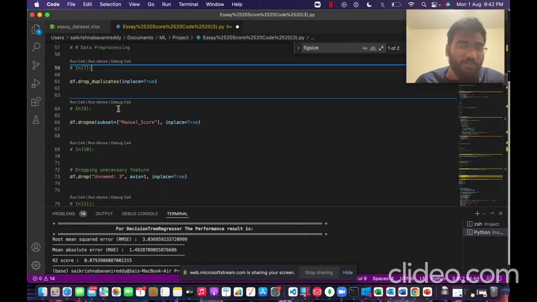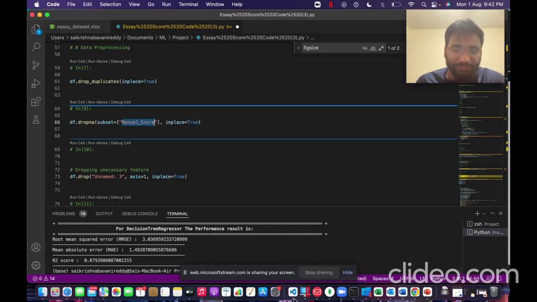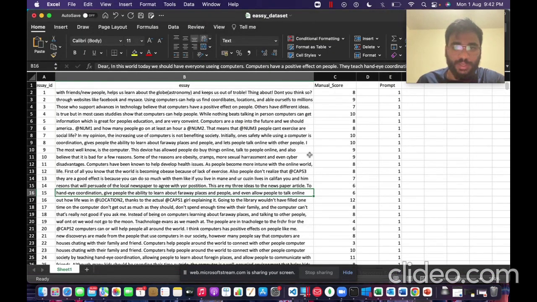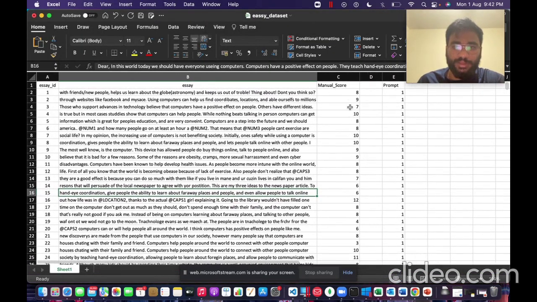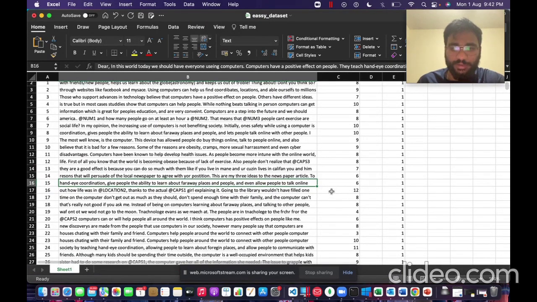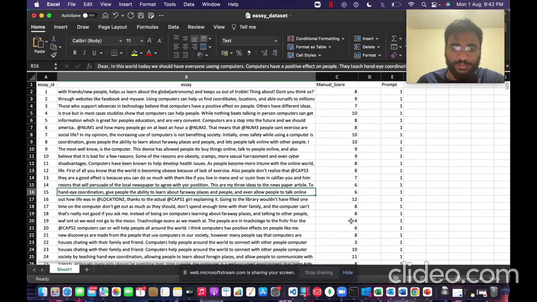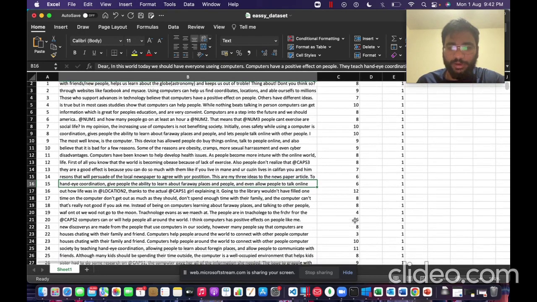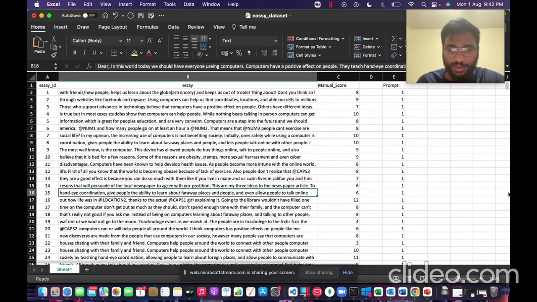Then I dropped the duplicate values, and I also dropped the null values from the manual score column. I can show you, here this is the manual score column. If there are any boxes which don't have any score, meaning an essay which is not scored, it will be empty. Such null values I have deleted, removing the complete row.